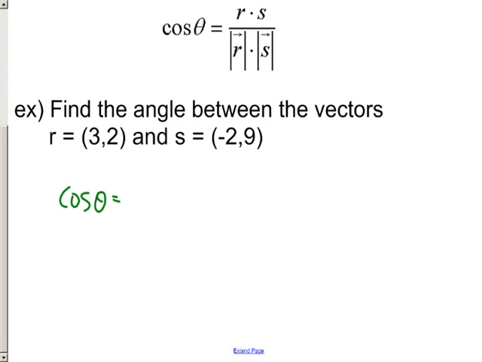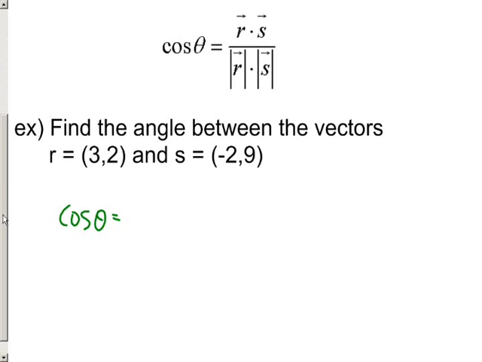Cosine theta here is equal to, what do we get? What is R times S? And once again, before I actually continue, did everybody figure out the difference between these two operations?